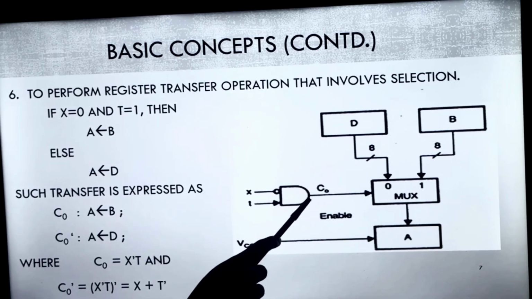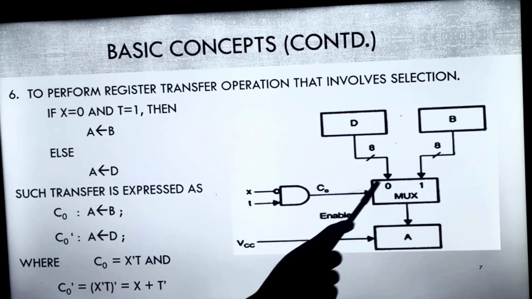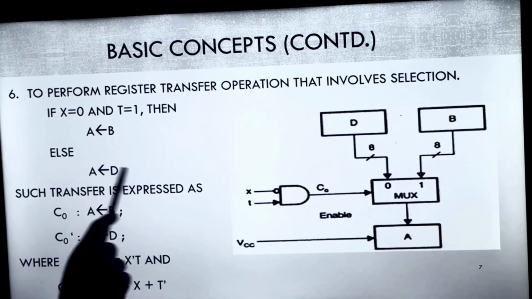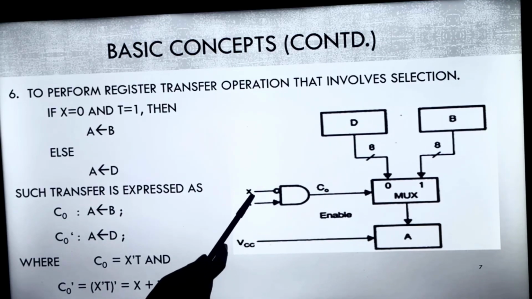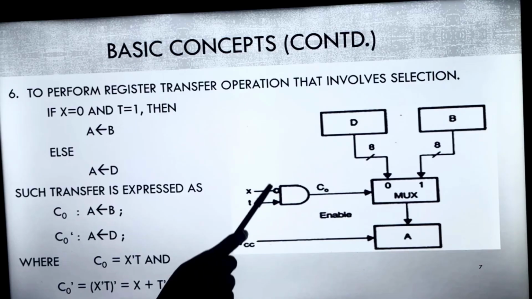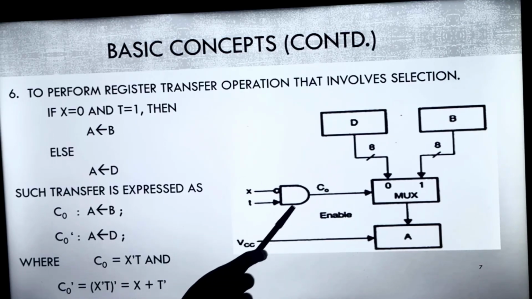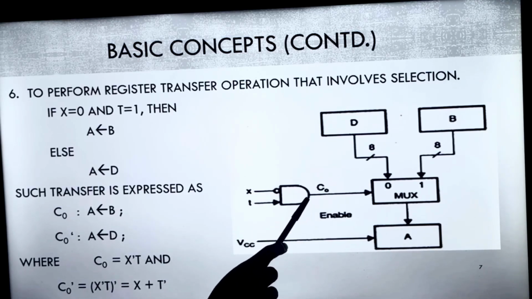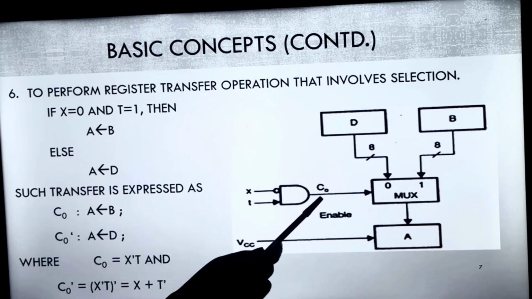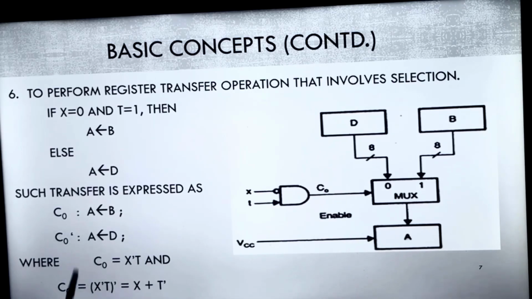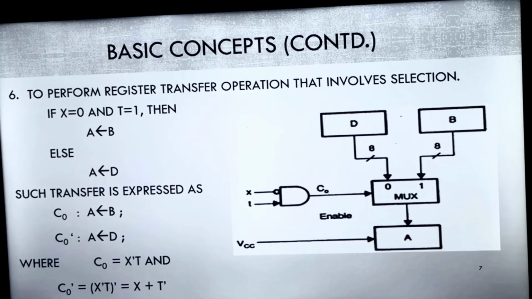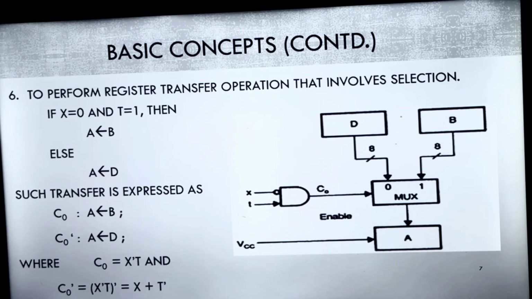That means if the output is 1, I am transferring B to A. Otherwise, if it is 0 somewhere, maybe this is 1, for any condition, because if any one of these is producing 0, then the output will be 0. We are using an AND gate. If it is 0, then I am sending D to A. Understood that? I hope this is clear for you.